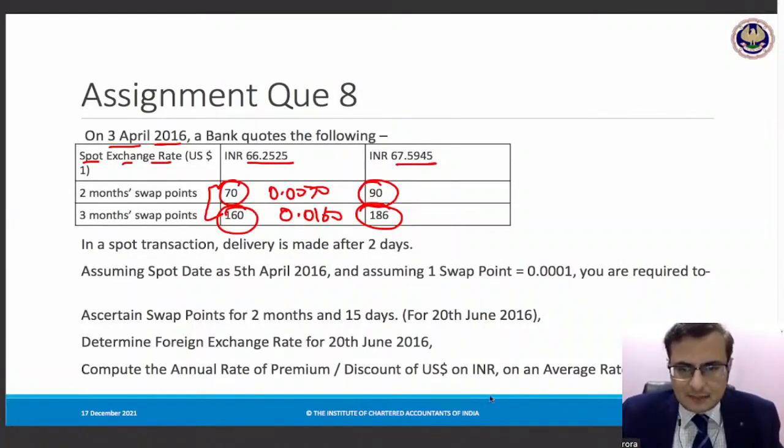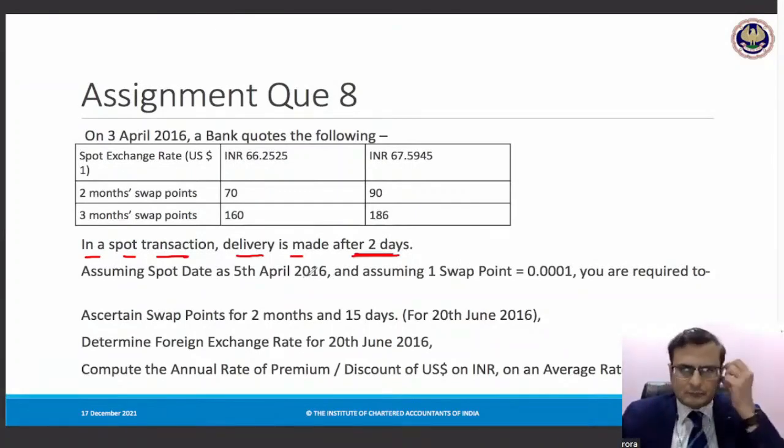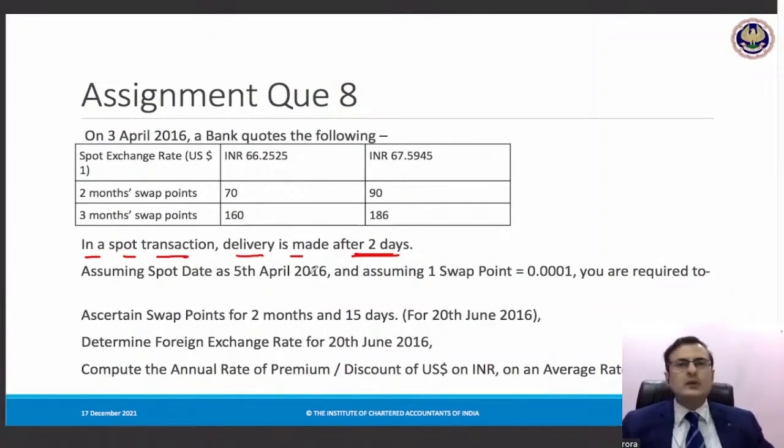Achha, what next? Then what does it say? In a spot transaction, delivery is made after 2 days. Just like in equity also, you must have studied in your security valuation chapter. Does everyone remember? What is the transaction in which the equity happens? You must have done it in your CA Inter as well. When you buy an equity, you get it in your demat after 2 days, T+2. Similarly, here also, the delivery is made after 2 days.